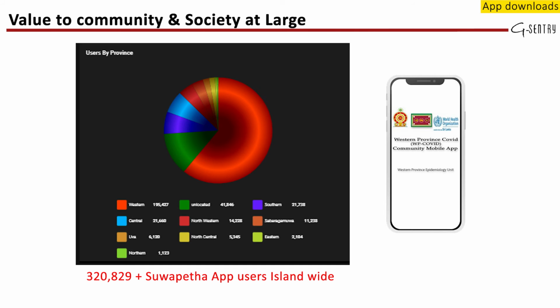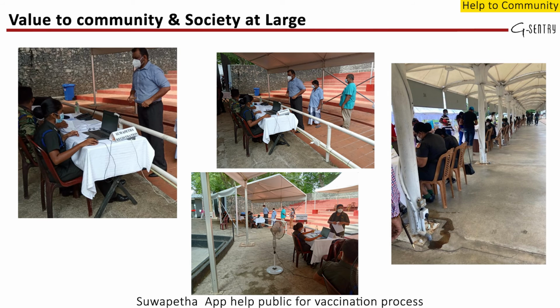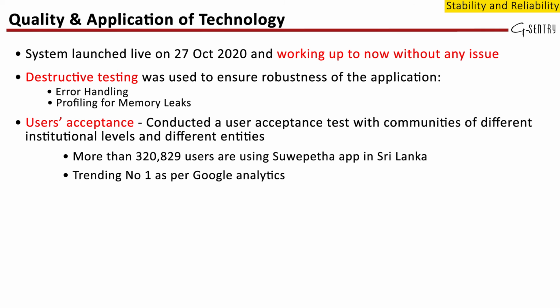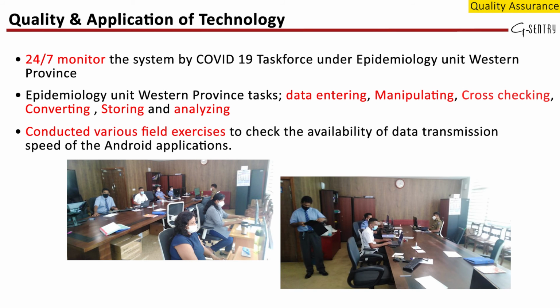More than 300,000 public users use this application island-wide. It is the trending number one mobile application in Sri Lanka. It helps the community and authorities automate the vaccination process. It has been working smoothly for 1.5 years, with destructive testing and user acceptance tests conducted. The system is monitored 24/7 by the COVID-19 Task Force under the Epidemiology Unit Western Province.